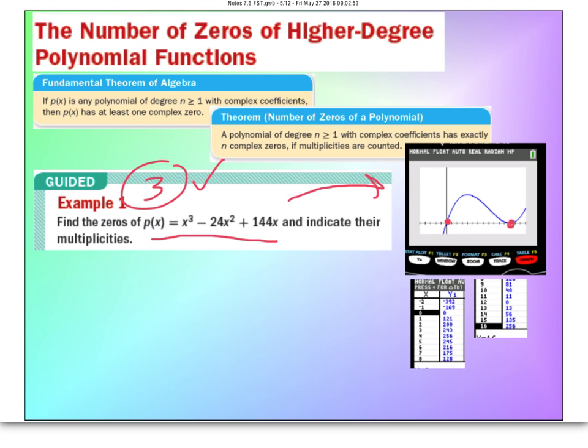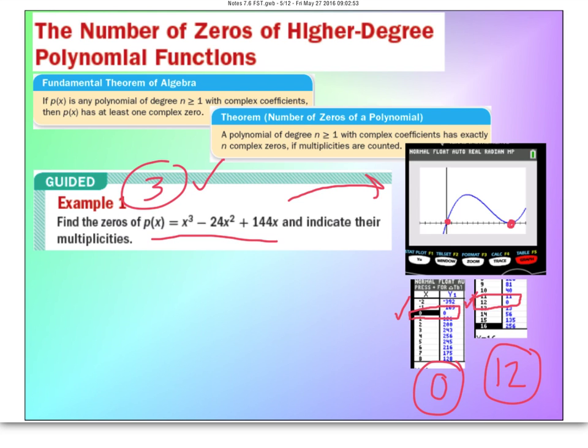If I go to the table, by the way, one of them is at 0. Here's another one on the table. Remember, the y has to be 0 at 12. So one of the zeros is 0. Another one is the number 12. So the question is, where's the third one?